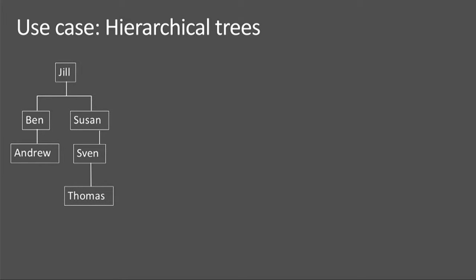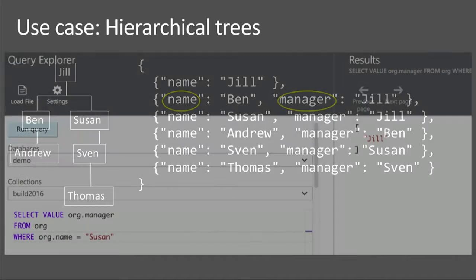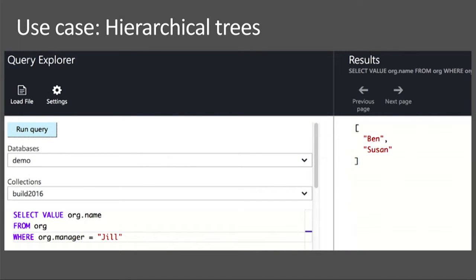And in this case, I have Jill, and Jill has a number of people working for her. I could probably model this something like that, okay, where I have discrete documents per person, and in this case I'm really interested in the person's name and who that person's manager is, okay? So based on that model, I can go write a query that says, hey, given the person Susan, find me who the manager is. And in this case, Susan's manager is Jill. I can also flip the query around the other way, and I can say, hey, given a particular manager, in this case Jill, tell me who reports to Jill. And in this case, it's Ben and Susan, right?